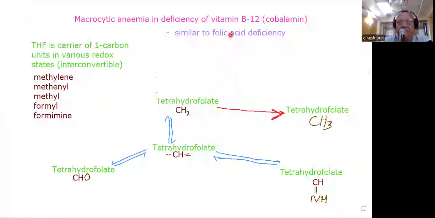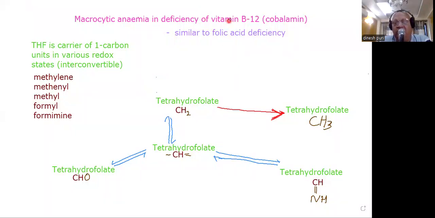Having discussed why macrocytic anemia occurs in deficiency of folic acid, now we are going to discuss that macrocytic anemia also occurs in vitamin B12 or cobalamin deficiency. And it is similar to the anemia seen in folic acid deficiency. Megaloblastic anemia or macrocytic anemia, where large size RBCs, oversized RBCs are present in blood circulation or the precursors thereof in bone marrow. Why does that happen?